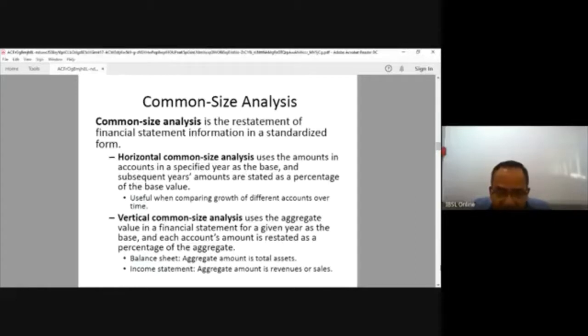In a horizontal common size analysis, what happens is that you look at a particular year as the base, and subsequent years.